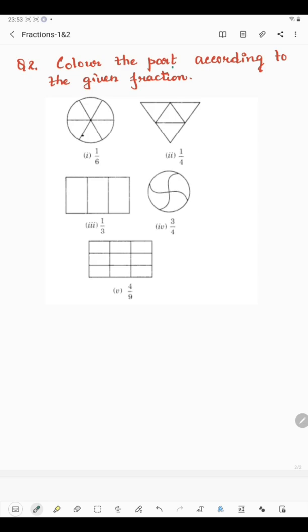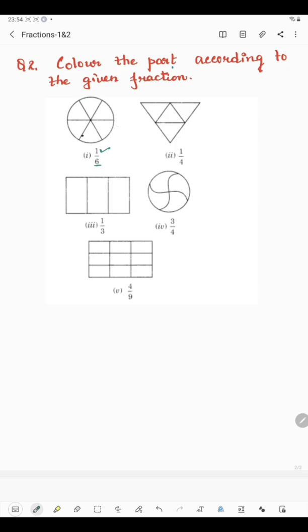So here in the first part we have 1 by 6, and as we know, the total number of parts we write in the denominator. So the total number of parts is 6, and out of 6 parts we need to shade one part. Okay, so we need to color one part, according to the given fraction.